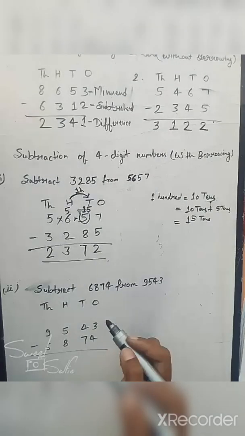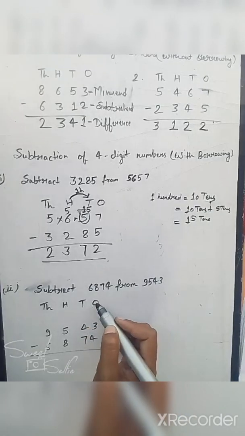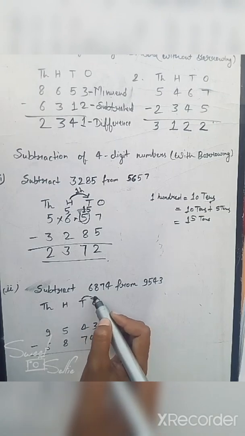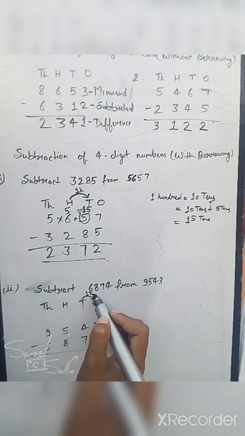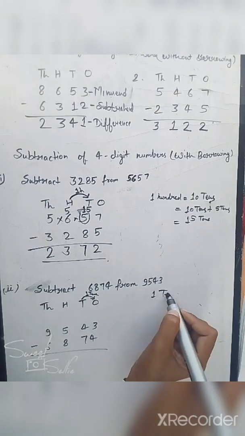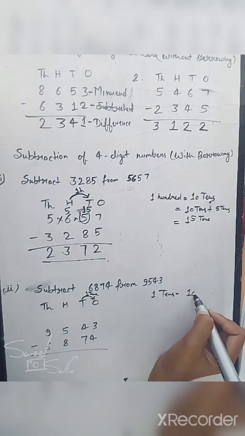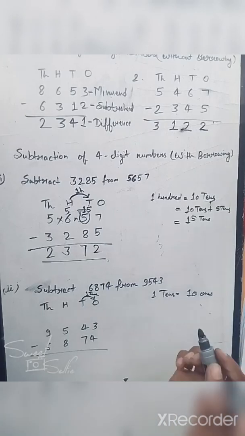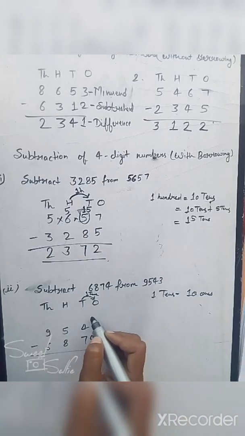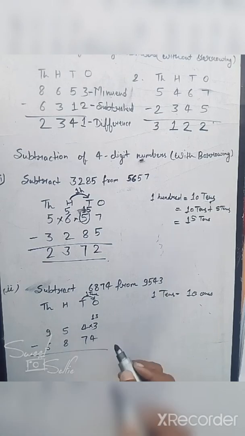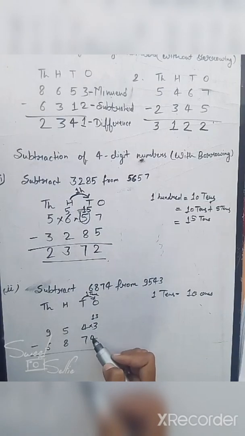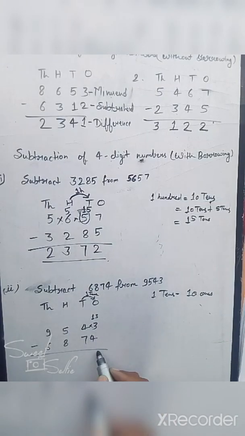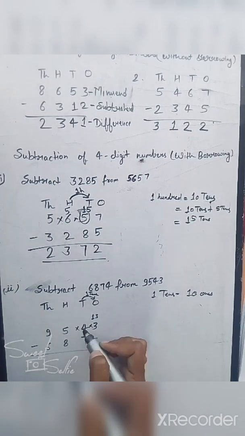So what will we do? We will borrow 1 ten from the tens column, and we know 1 ten is equal to 10 ones. So after borrowing, here will be 13 ones. Okay, and now we can subtract it. 13 minus 4 is equal to 9. Okay, and here will be left only 3 tens.